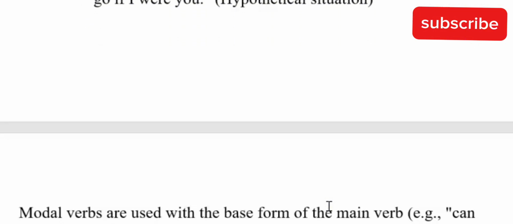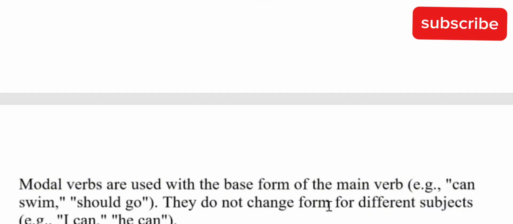Now, modal verbs are used with the base form of the main verbs. Can swim, can go. It means whenever you use a modal verb, you usually use the first form of the word. They do not change form for different subjects. I can, he can. You cannot change the modal verb's form. So what I'm saying is that the verb after a modal must be in the first form.